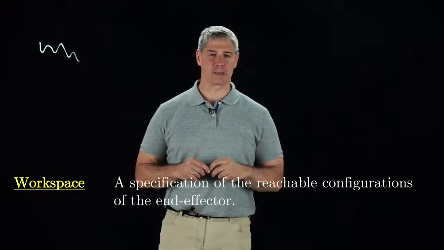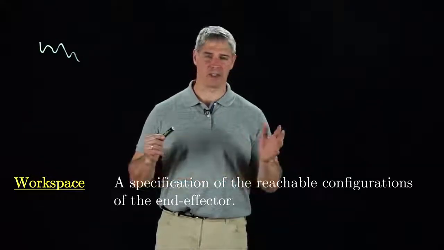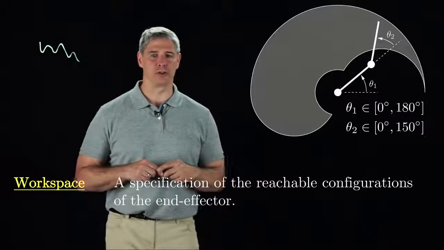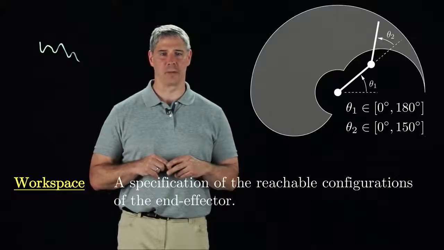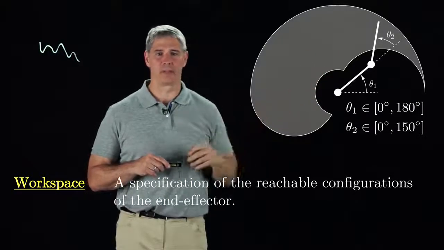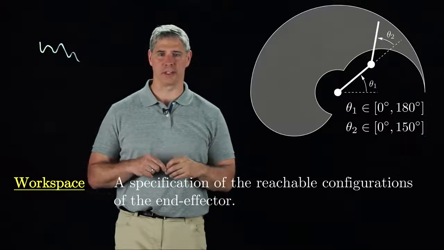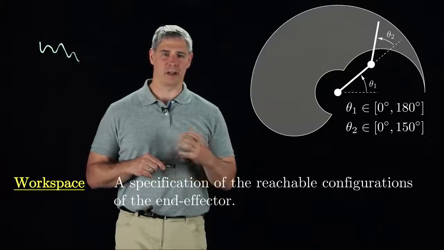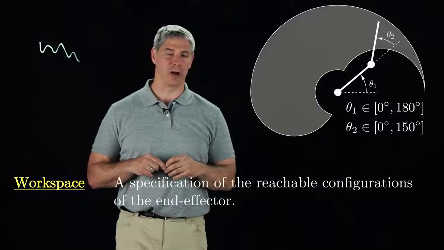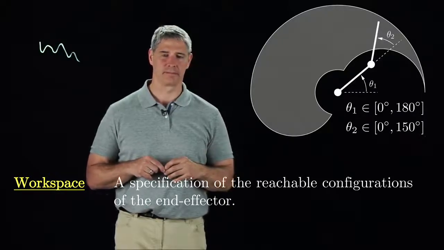The workspace is a specification of the configurations that the end effector of the robot can reach and has nothing to do with a particular task. For example, a planar robot with two revolute joints, limited to ranges of motion of 180 and 150 degrees, has the workspace shown here. The workspace is often defined in terms of the Cartesian points that can be reached by the end effector, but it is also possible to include the orientation. The set of positions that can be reached with all possible orientations is sometimes called the dexterous workspace.